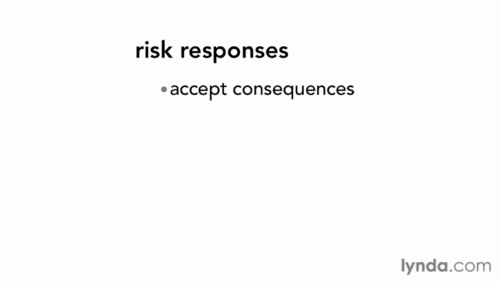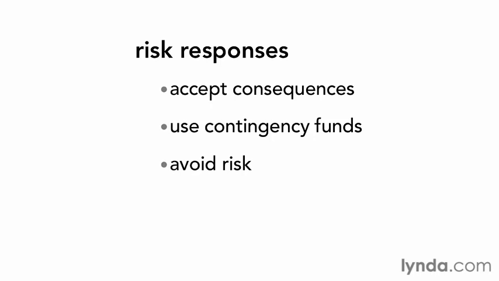Another option for less significant risks is to use contingency funds to handle the risk. For instance, you plan to use contingency funds to pay overtime in order to get the work done in time. Avoiding risk is another option. That means you change your project plan in some way to remove the risky part. For example, if the flooring you'd prefer is often backordered, you might choose a different type of flooring instead.